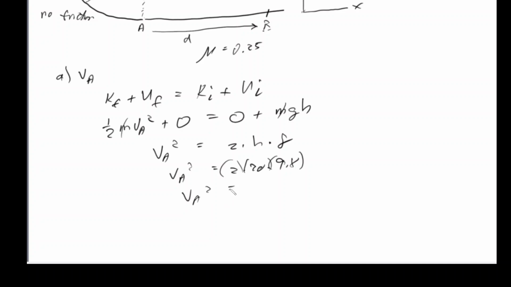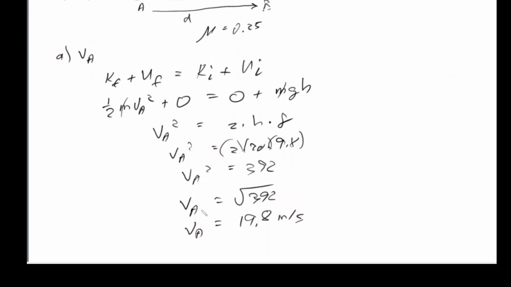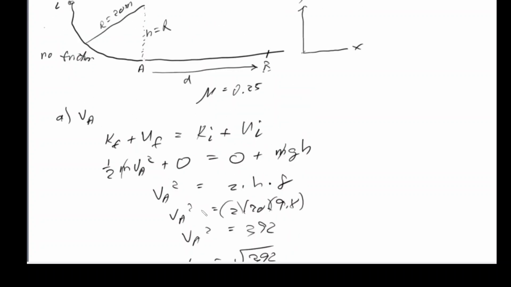VA squared is equal to 392, or the velocity at A is equal to the square root of 392, which is equal to 19.8 meters per second. That's the velocity at the bottom of the circular slide. Now we want to find the distance between A and B.